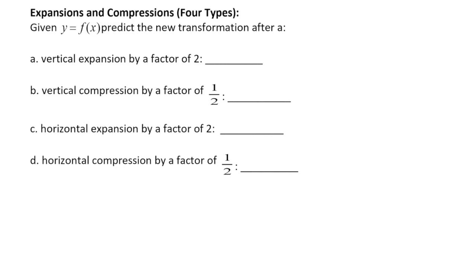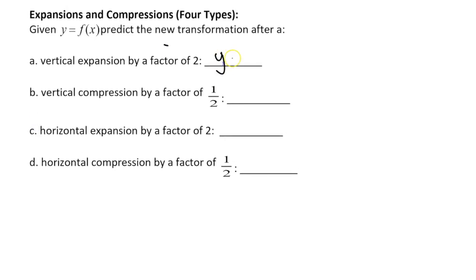But if you had a vertical expansion by a factor of 2, that means you're going to take your regular function and double that function. So you're going to put a 2 in front, which means whatever your answer is, you have to times by 2. So we put a 2 in front. If we want to half our answers, then we put a 1/2 right here.